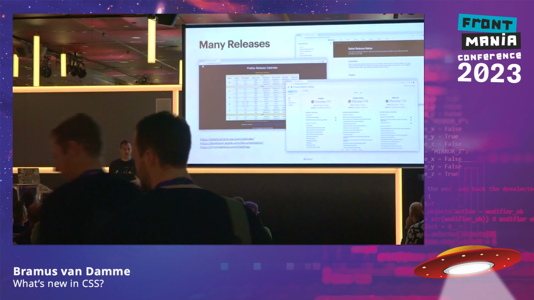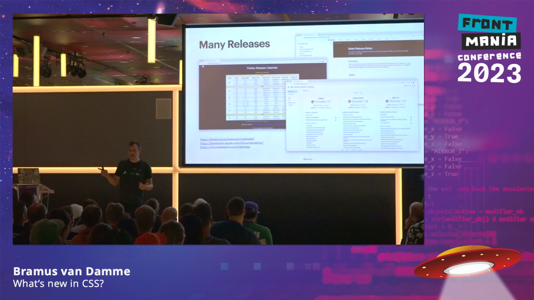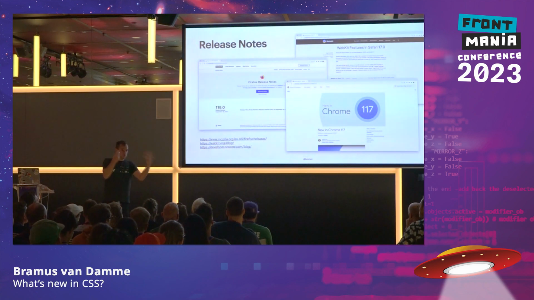Reason being, there's a ton of releases. Every 6 weeks, and soon every 4 weeks, Chrome has a new release. Safari has regular releases, Firefox has releases, and you can follow it along on the release calendar. Next year, Firefox is going to ship more than 12 releases, which is a lot. And when those new versions come out, you have to check the release notes: what's new in this browser and what's new in that other browser?